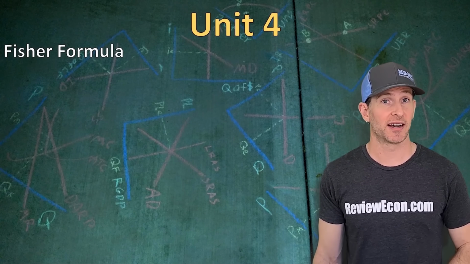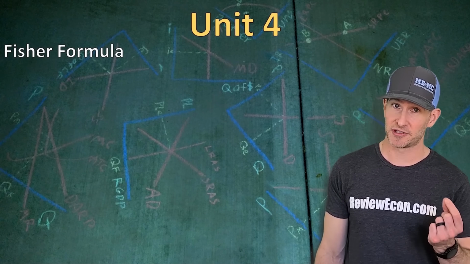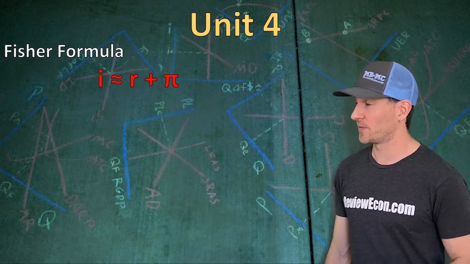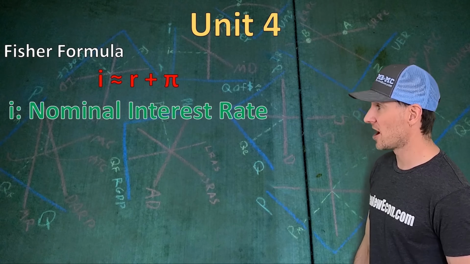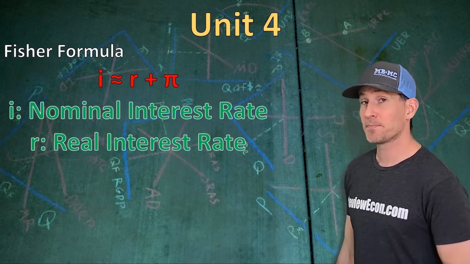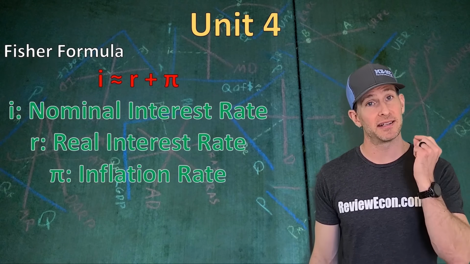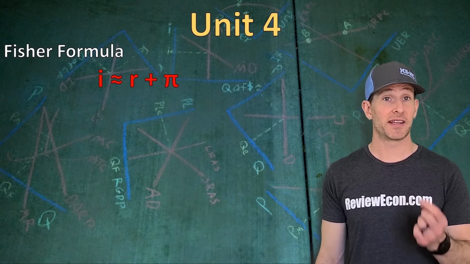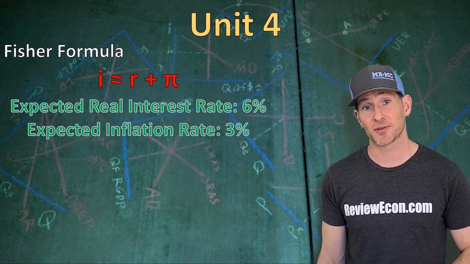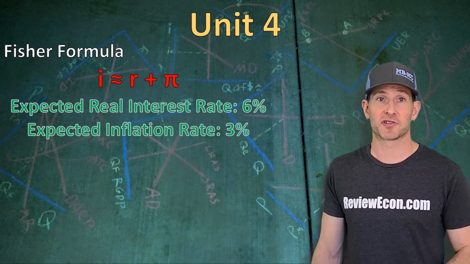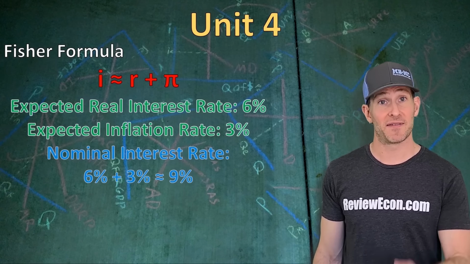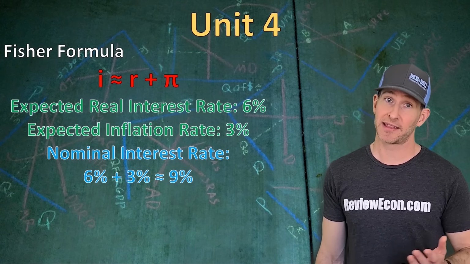Now we're on to Unit 4 with the Fisher formula. The Fisher formula tells us that the difference between the nominal interest rate and the real interest rate is the inflation rate. Here we have a formula. Little i is the nominal interest rate, r is the real interest rate, and pi is not 3.14, but it is the inflation rate. So if the expected real interest rate is 6%, while the expected inflation rate is 3%, what's the interest rate that banks are going to charge nominally? Plug in the numbers and do the math. We have a 9% nominal interest rate that banks will charge.